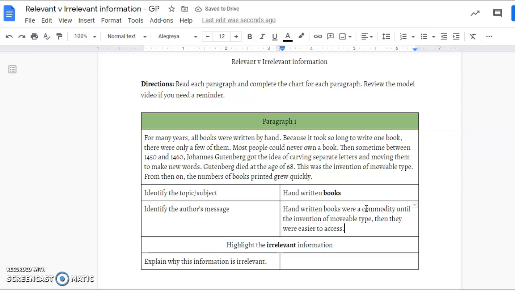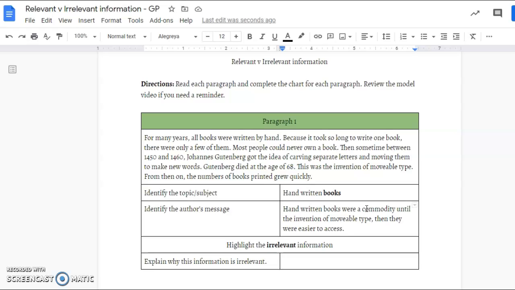All right. So it's probably not the best written author's message, but this activity is not about knowing whether or not we can write an author's message better. I might go back later and actually rewrite that so that it is more concise and kind of makes more sense. But for the most part, I kind of have an idea of what the author is trying to say about books or about handwritten books. Okay, so now I've got an idea of what the author's message is. We know what the topic or subject is.